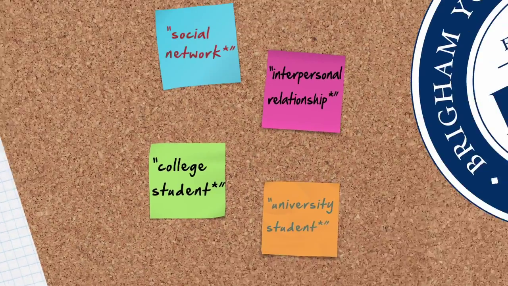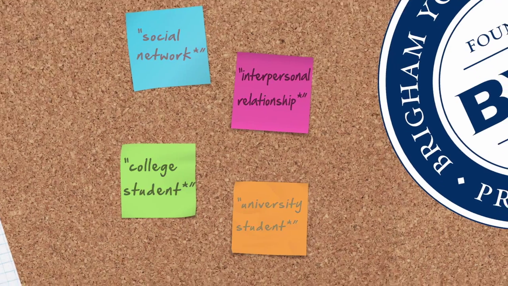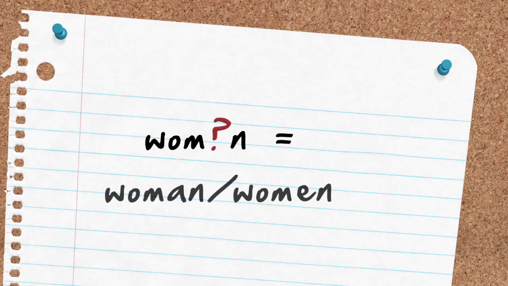We can apply truncation to several words. Use the wildcard symbol, usually a question mark, to substitute for one letter. For example, this search will get woman and women.